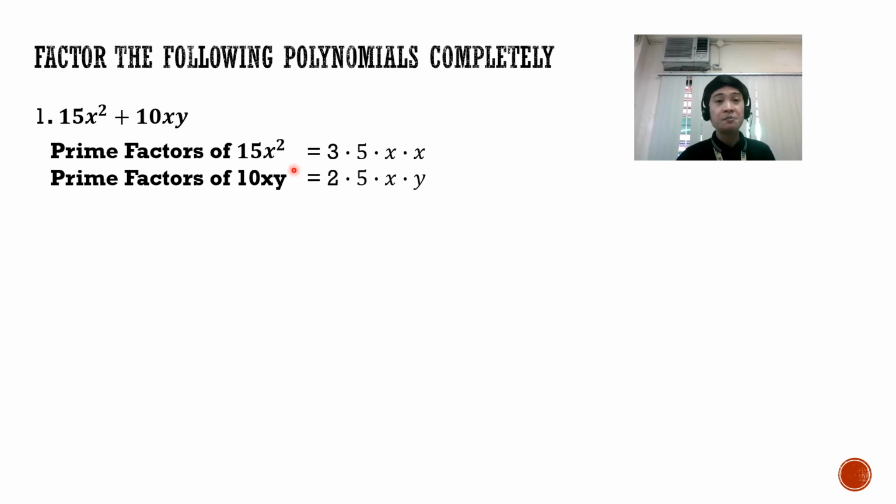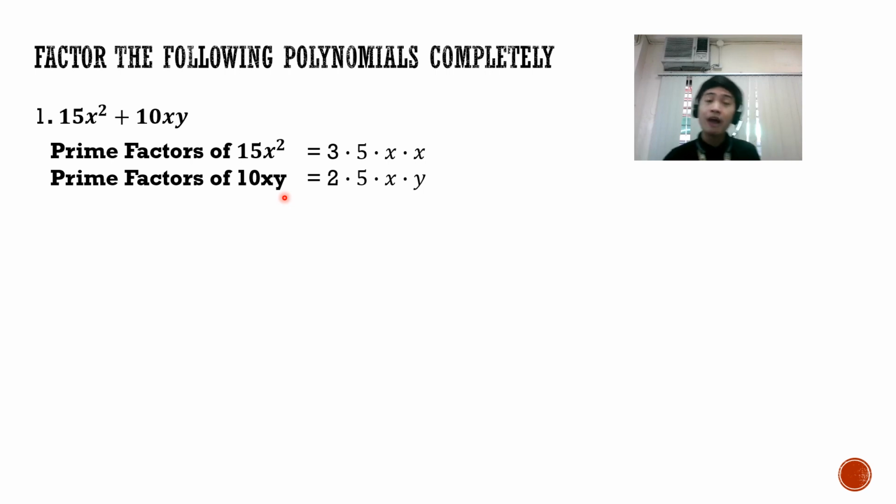Next naman is yung prime factors ni 10xy. That is 2 times 5 times x times y. So, yung 10, inisip lang natin, ano ba yung mga prime numbers na once multiply natin, lalabas ay 10. So, that is 2 times 5. So, times x times y. Basically, xy is just the same as x times y. Yun po yung pinagmulan niya.